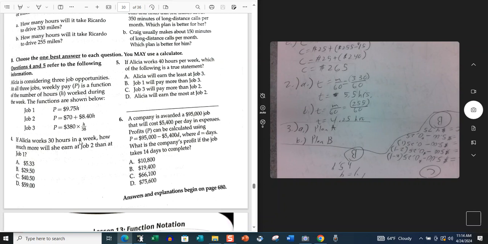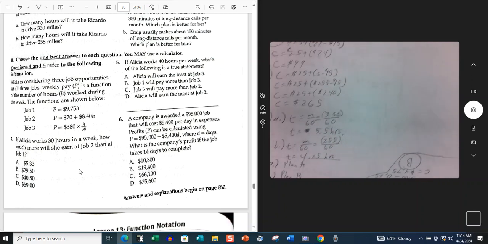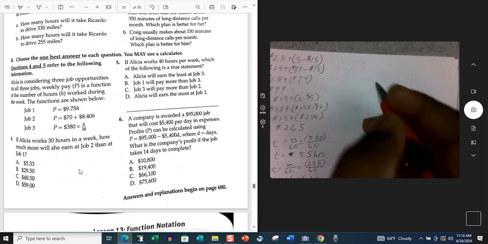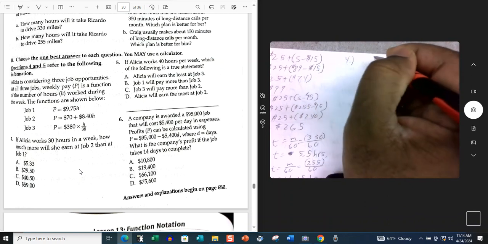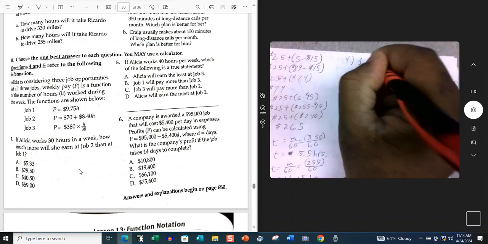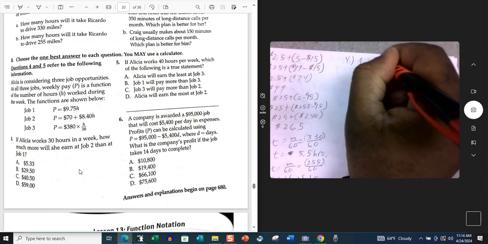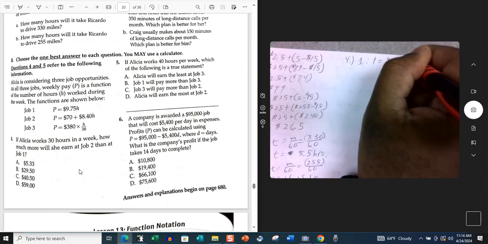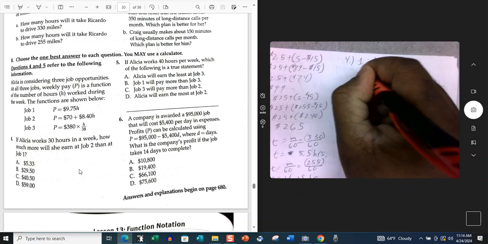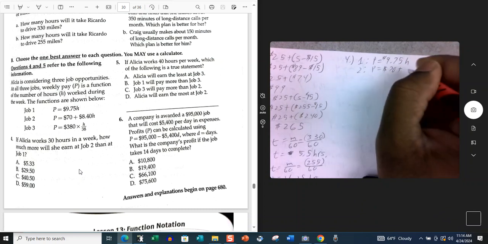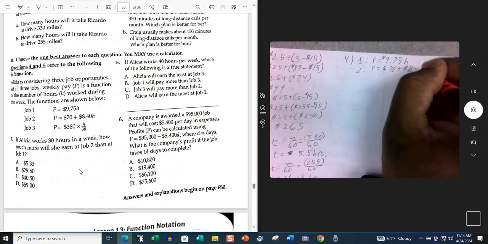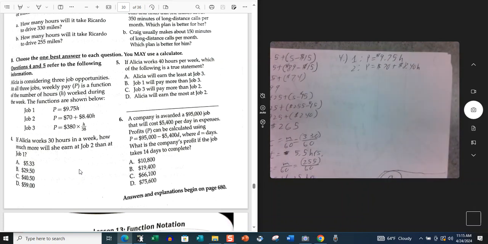It says, if Alicia works 30 hours in a week, how much more would she earn at job 2 than job 1? So that means we would have to put in both. So what we would do is job 1's formula, I just put 1 to signify job 1. It's P is equal to $9.75 times H. And then job 2's formula would be P is equal to $70 plus $8.40 times H. Now, what we would do is we would substitute in the values.